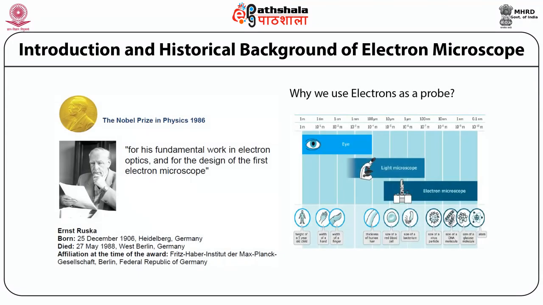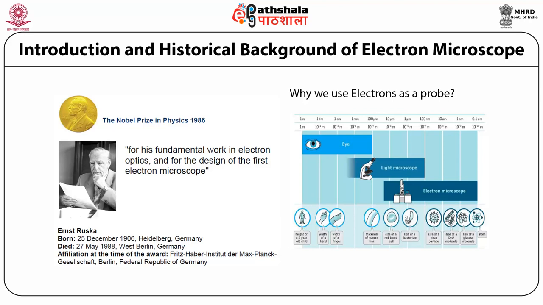Let us discuss the introduction and historical background of electron microscope. Microscope is nothing but made up of two words, micros and scope. Micros means small, scope means to look at. So microscope means to see a smaller object.